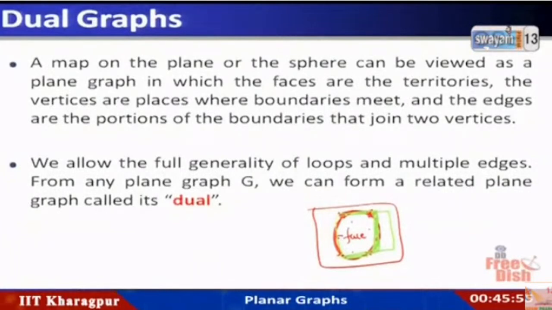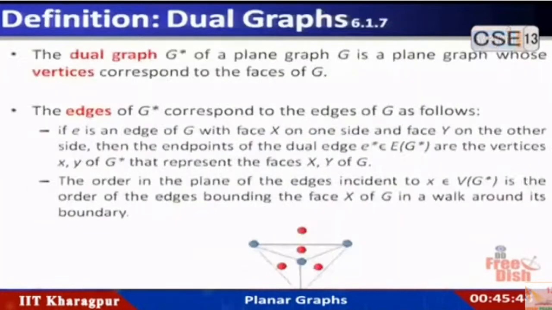So all these particular terms we will see. Now we allow the full generality of loops and multiple edges. So from any plane graph G we can form a related plane graph which is called its dual. The dual of a graph, which is denoted as G star, is a plane graph.